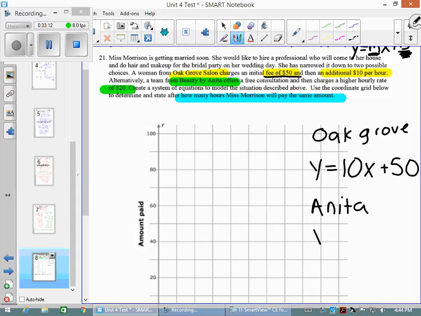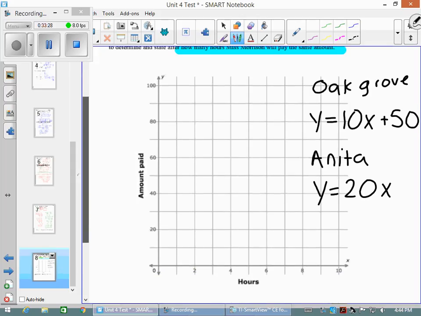So Oak Grove is starting at $50, an hour. So initial fee of $50. So we see that our x-intercept is hours and my y is my amount fee. Since they labeled these, we do not need to actually write a let statement. They're telling us what our x and y represent. So Oak Grove Salon is starting at $50. So we can start a point at $50. And then that was our y-intercept. So that's why we're starting there on the y-axis.